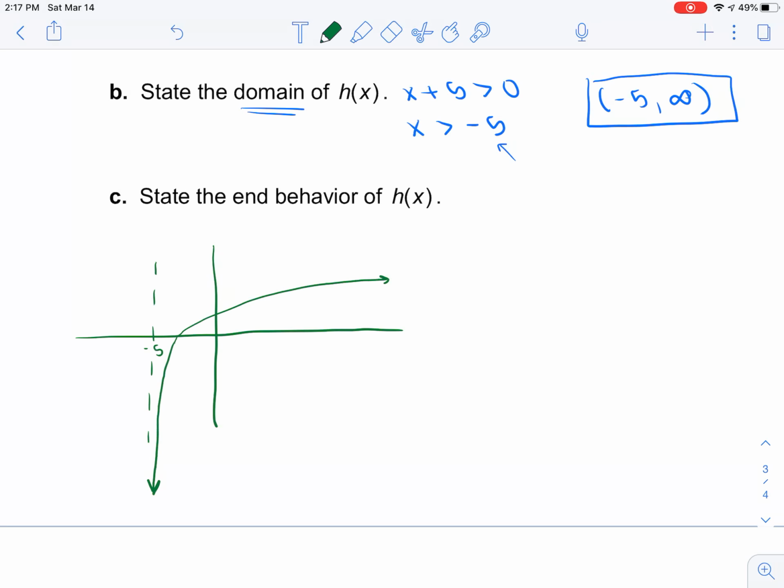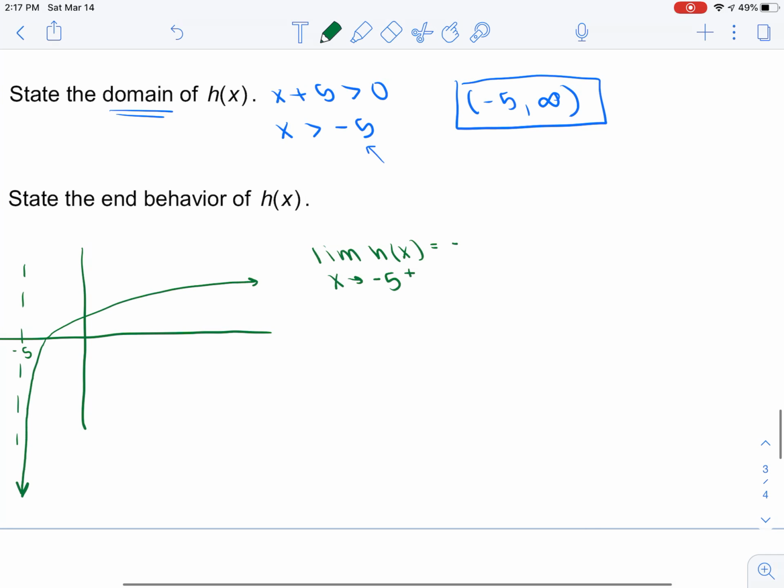So if I'm stating the end behavior here, I would say the limit of h of x as x goes to, now can't say -infinity, we're going to say -5 from the right. Notice that in this situation, it's going to -infinity. Then I have the limit of h of x as x goes to infinity, and note that the function increases, so it will also go to infinity.